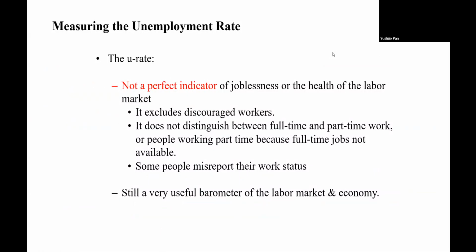Next one, measuring the unemployment rate. As in the questions before, we calculated the different situations and the new unemployment rate. We can see that the unemployment rate is not a perfect indicator. And again, we have learned the CPI, the GDP. Both of those two are not perfect indicators, but we still need to use these three, right? Because they are still very useful. Although they are not perfect indicators, and why?